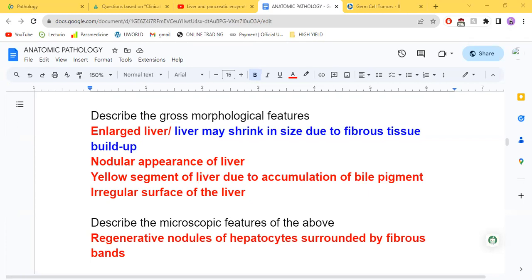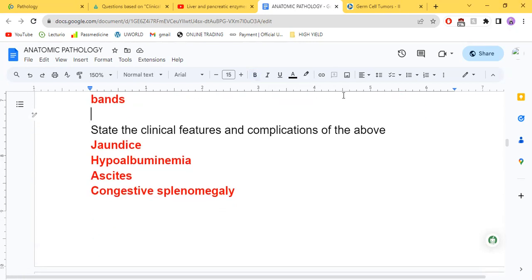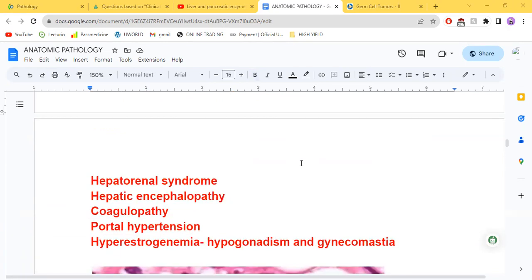We move to the next one. Any questions on that? Great. Hematemesis, yes, because of the varices. Great.